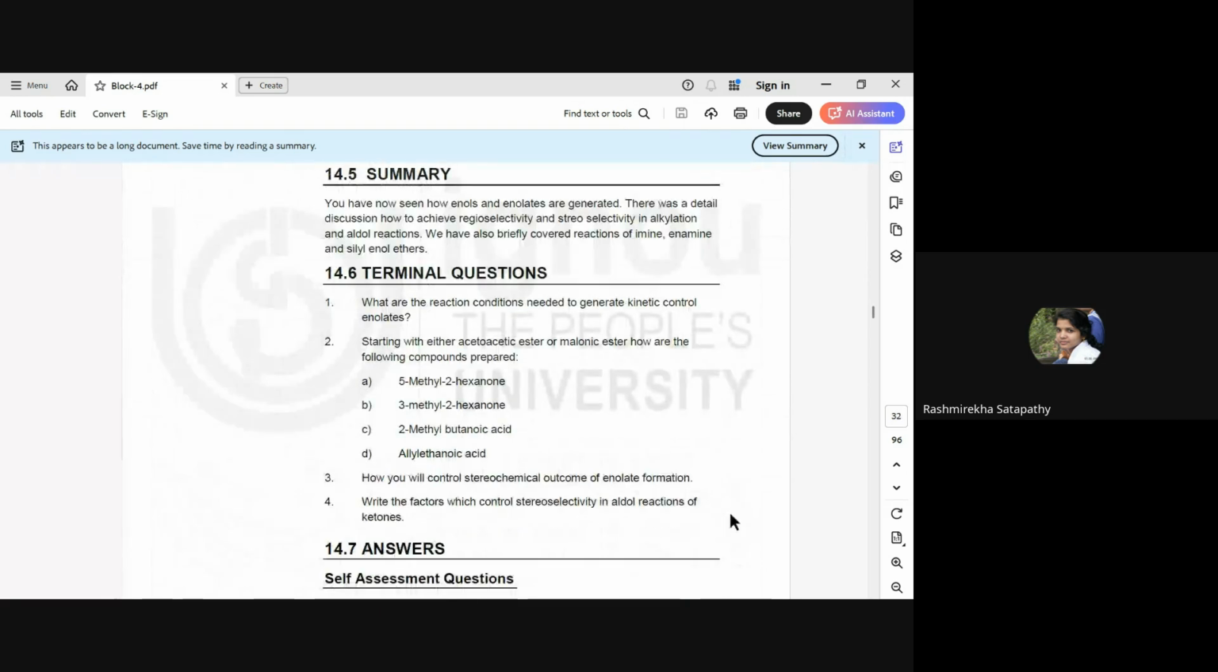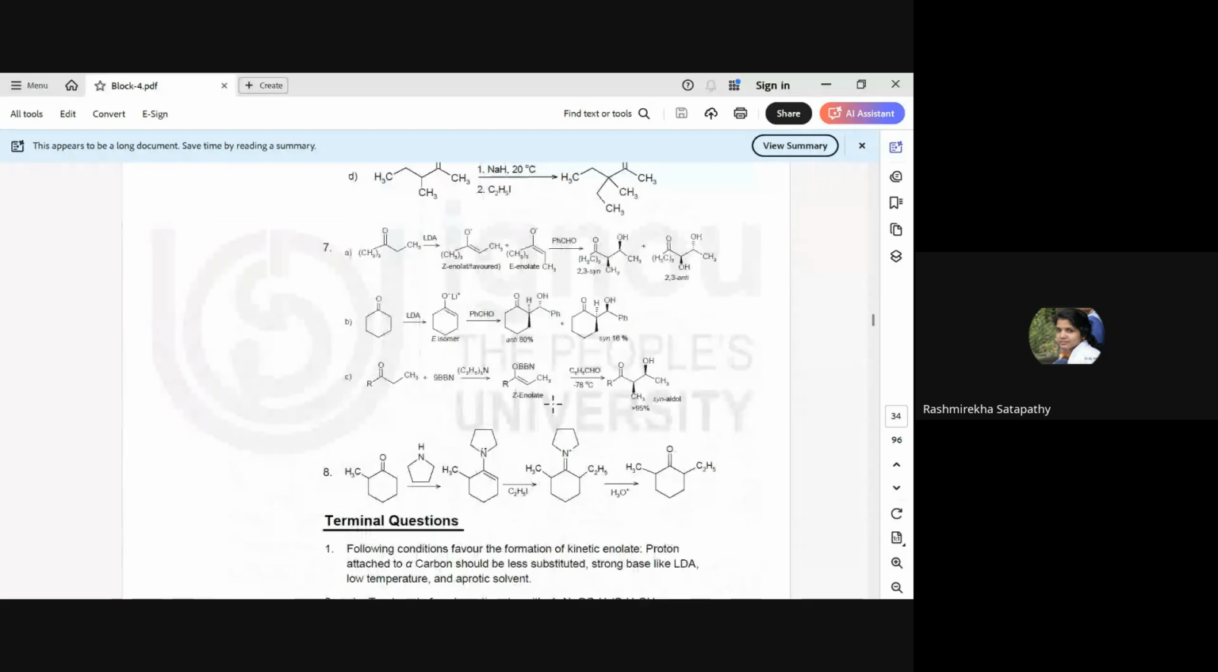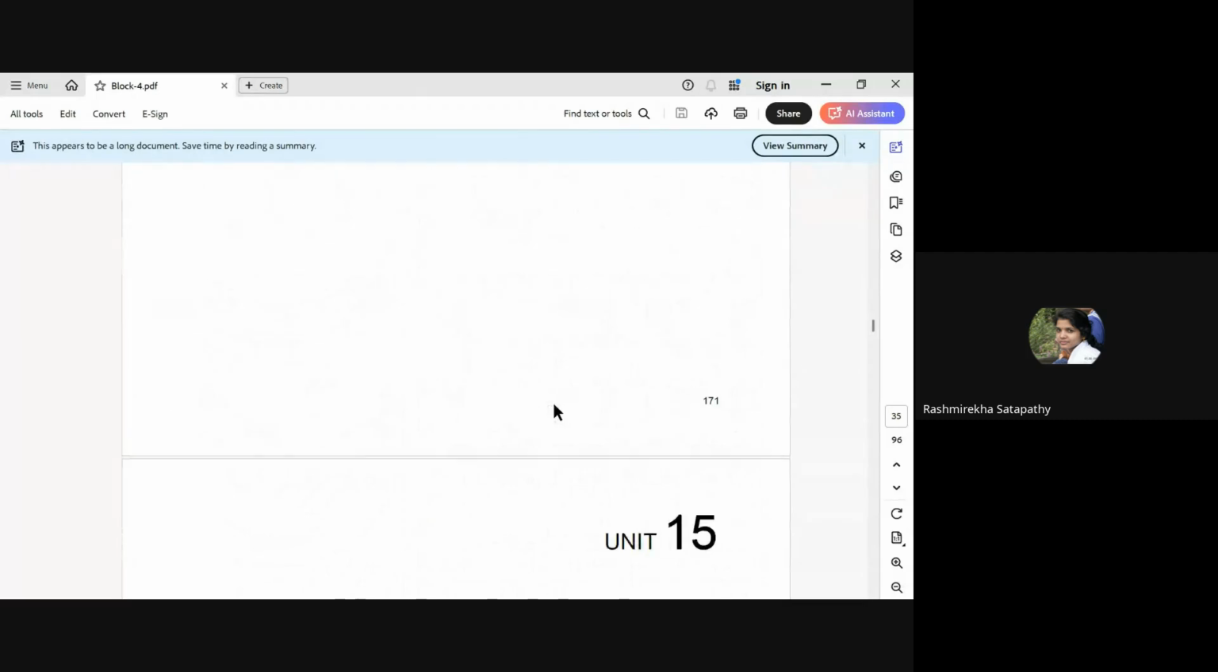So, in summary, we have now seen how enols and enolates are generated, and there was a detailed discussion of how to achieve regioselectivity and stereoselectivity in alkylation and aldol reactions. We have also briefly covered reactions of the imine, enamine, and silyl enol ether. So these are the questions and answers. You have to see all the questions and answers.